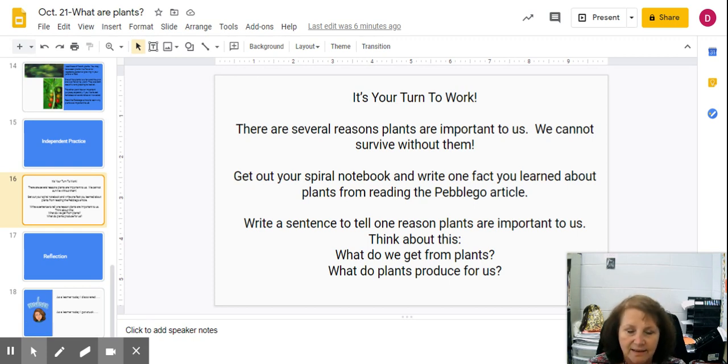If you like cucumbers, lettuce, corn, broccoli, green beans, strawberries, peaches, apples, plants provide a lot of the food that we eat. Potatoes are grown from a plant. So it is amazing what you will learn about plants, why they're important, and what we get from them.